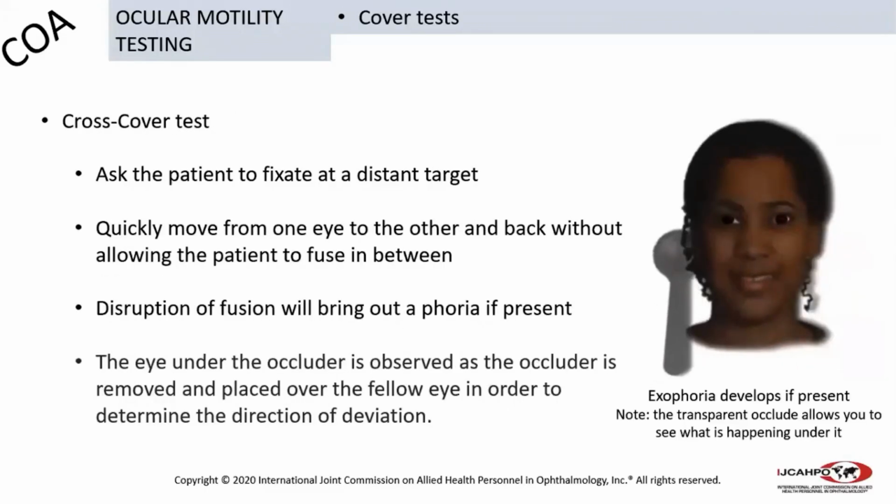The cross-cover test asks the patient to fixate again at a distant target, but this time quickly move from one eye to the other and back without allowing the patient to fuse in between. Disruption of fusion will bring out a phoria if present. The eye under the occluder is observed as the occluder is removed and placed over the fellow eye in order to determine the direction of deviation. Looking at the note under our simulation, exophoria develops if present, and note that the transparent occluder allows you to see what is happening under it.